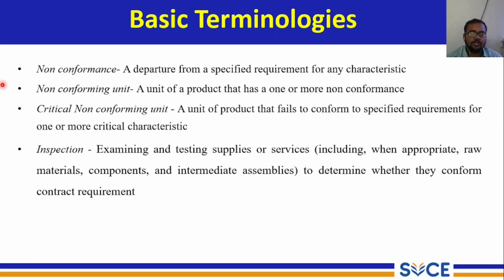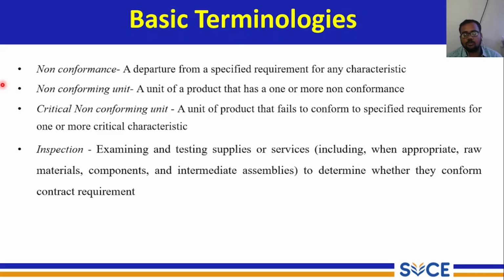And the unit which has that non-conformance, it may be one or more non-conformances present, you call that a non-conforming unit. If it is non-conformance to the length, it is called non-conformance number 1. Non-conformance to another parameter, you call that non-conformance 2. So a non-conforming unit may have one or more non-conformances in it. What is a critical non-conforming unit?